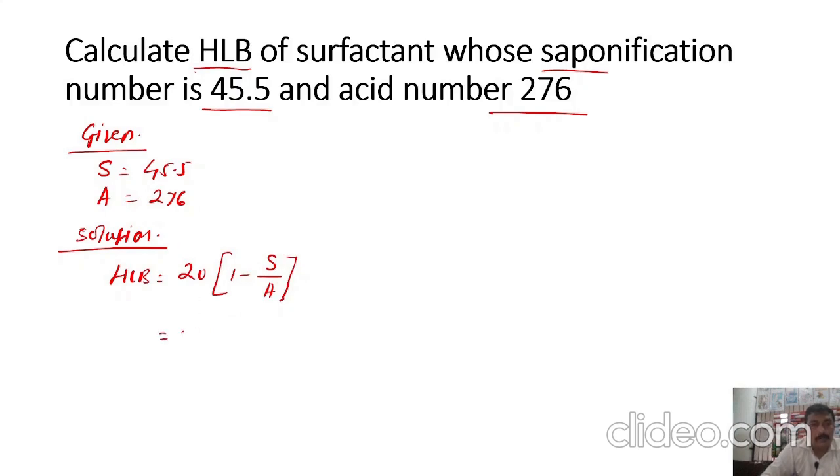So now put these values in the equation: 20 × (1 − 45.5/276), where the saponification number is 45.5 and the acid number is 276. Now how to solve this? First important thing, you have to solve this bracket, and later on multiply with 20. But before solving the bracket, the important thing is to solve the ratio. So first solve the ratio, later on subtract it from 1 and later on multiply with 20. So we will see one by one.